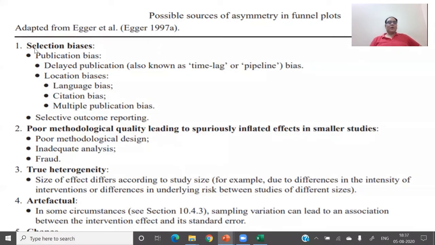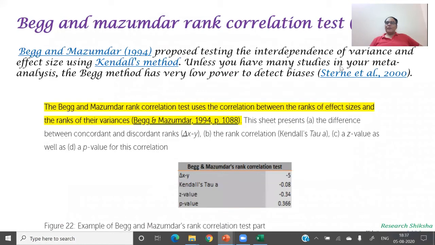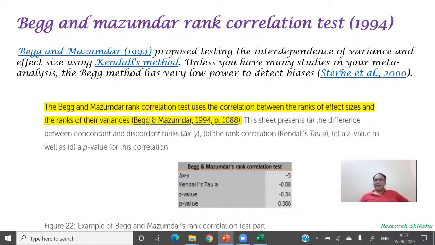Selection biases I already explained to you: language bias, citation bias, multiple publication bias, and these are some of the other reasons because of which you have heterogeneity or an asymmetric funnel plot. Okay, so let's move. One of the tests available to examine publication bias in the funnel is called the Begg and Mazumdar rank correlation test. And Mazumdar, you know, is normally Bengali.